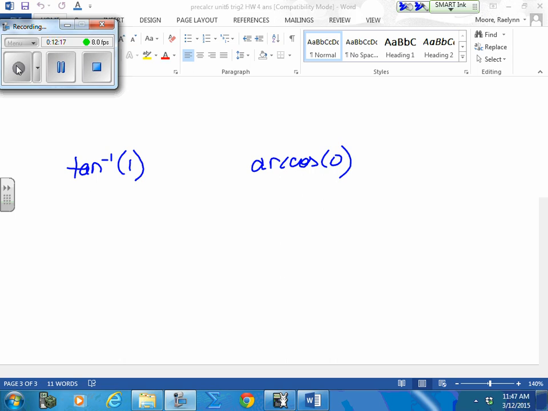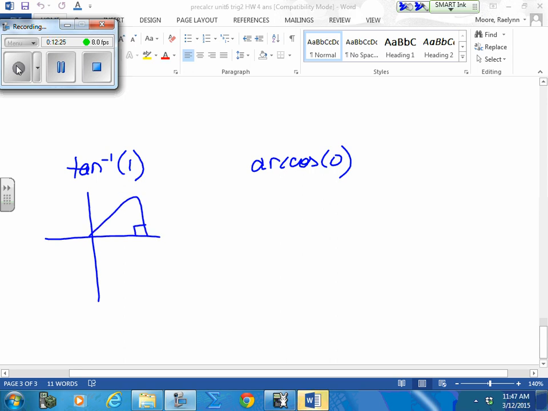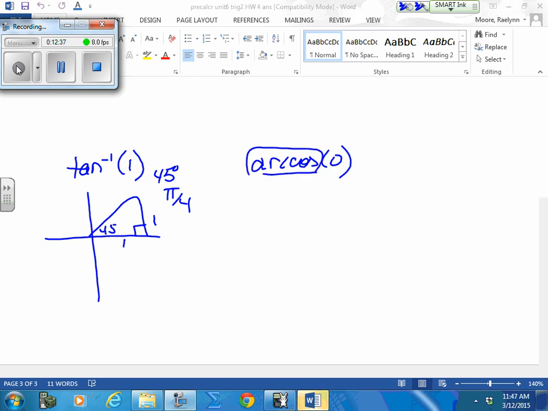Okay, where is my tangent restricted to? Which quadrants? 1 and 4. Where is it positive? 1. Tangent, y over x. What's my angle? 45. What's it in radians? Pi over 4. Our cosine is the same as cosine -1. This is the inverse. Inverses are true inverses. They have to pass a vertical line test, so their original function has to pass a horizontal.